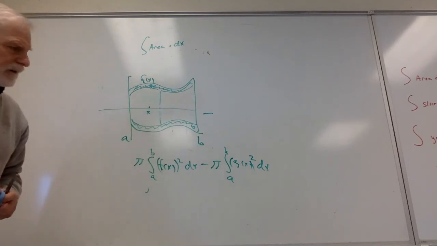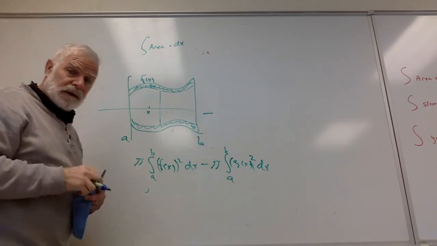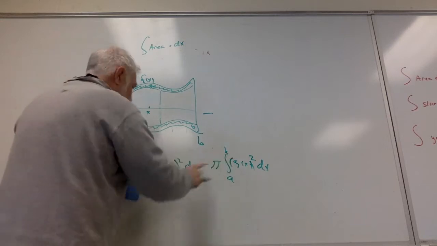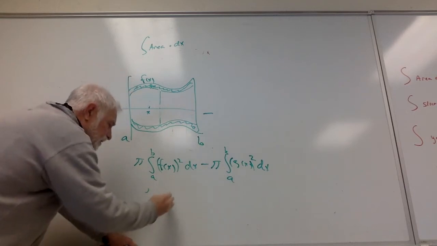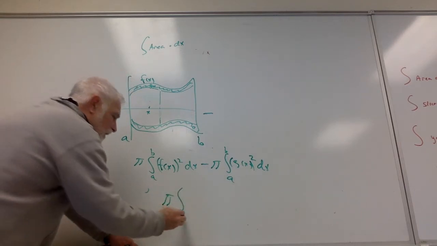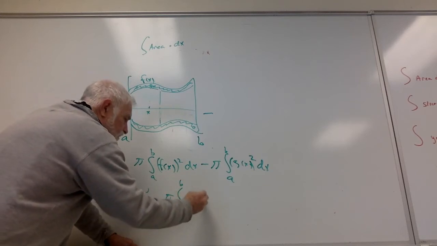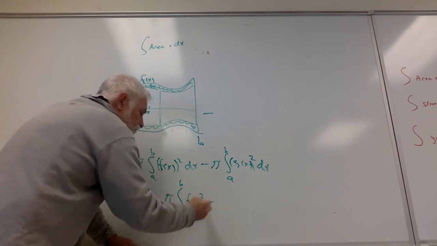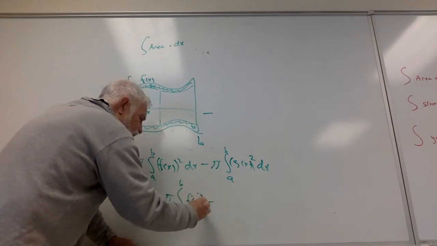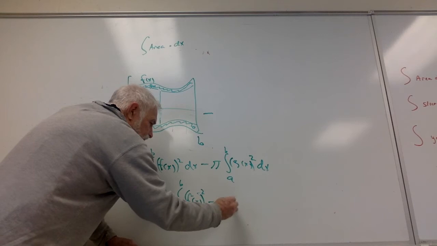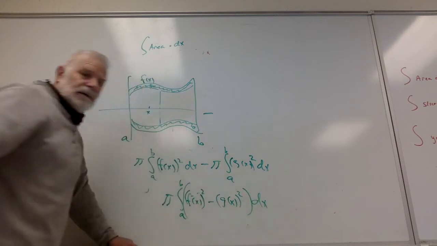And it usually takes a while to get the ability to write these quickly and easily. Classes take a while. We have some functions. It's easy to mix things up. But we take this now and we write it as a singleton. And as a singleton, it's pi integration from A to B of f of x squared minus g of x squared, dx. And that's called the washer.